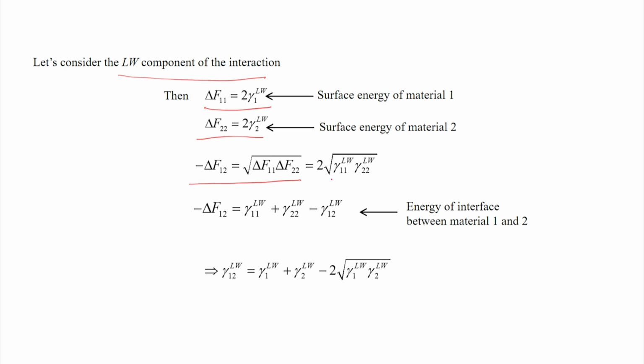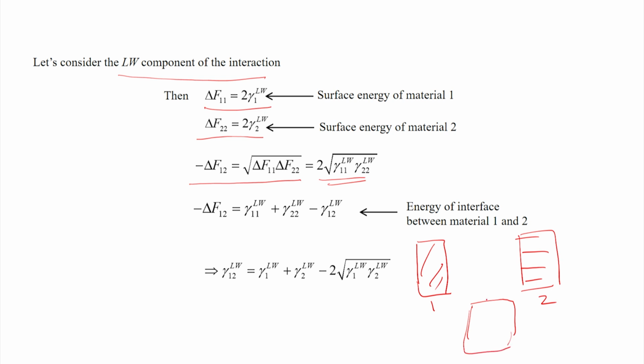So, you will get delta F12 is equal to 2 gamma 11 LW into gamma 22 LW, like that. So, now what is happening is something like this. Suppose you have got, let us say this is material 1 and this is material 2, and now let us say they are coming closer. So, let us say we have this material after bonding or adhesion, they are something like this. So, now this has the surface energy of gamma 11, this has the surface energy of gamma 22, and when they combine together the interfacial energy is gamma 12.